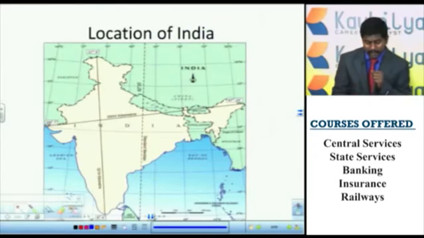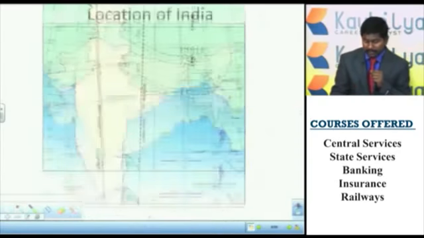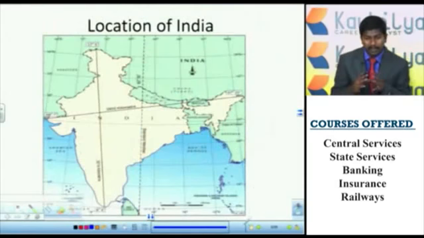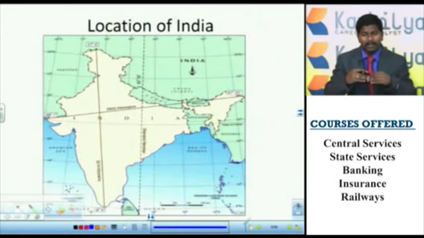Today, India is located in the northern hemisphere. India is in the world map. India is located in the northern hemisphere and the eastern hemisphere. According to latitudes, it is in the northern hemisphere. According to longitudes, it is in the eastern hemisphere. In that way, India is located in the northeastern part of the globe.